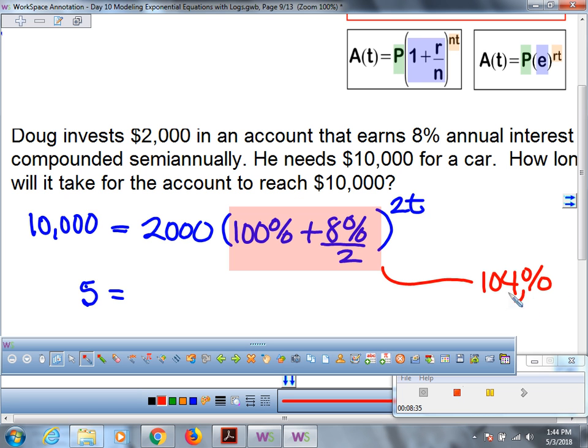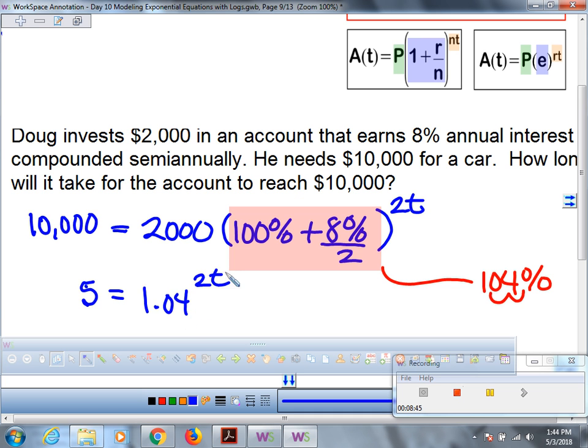104% is really 1.04. So I have 1.04 to the 2t. You have to change it into that decimal before you put it in your calculator. Your calculator's not going to understand the percent. Jonathan?